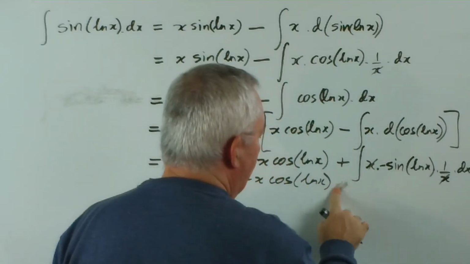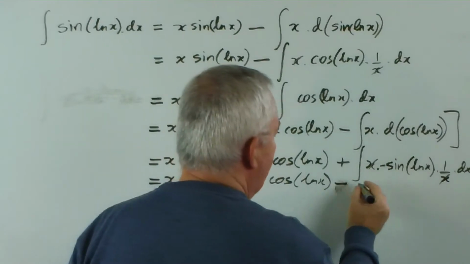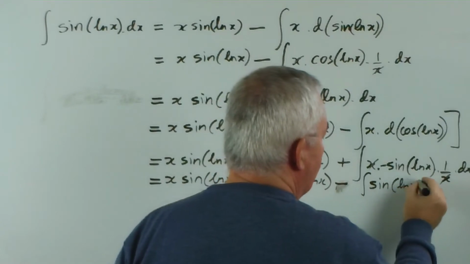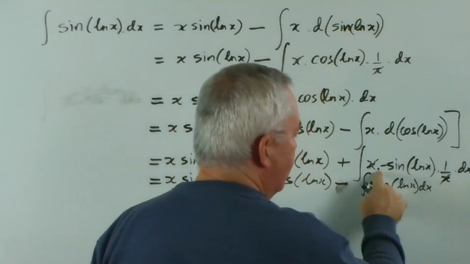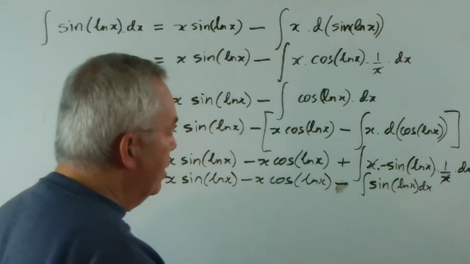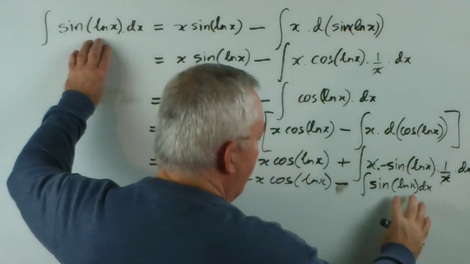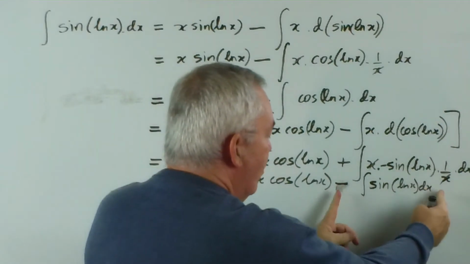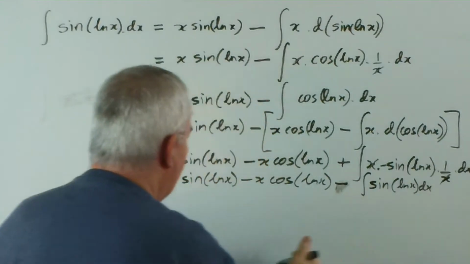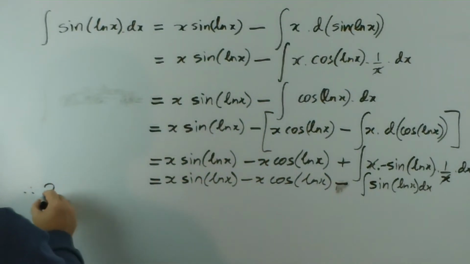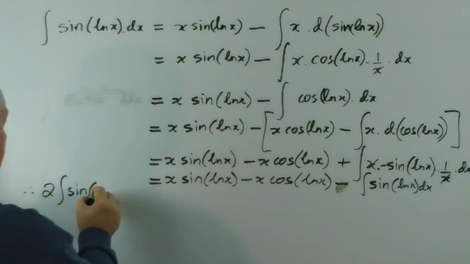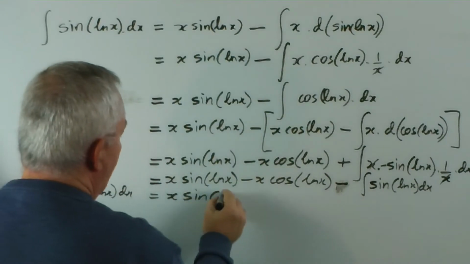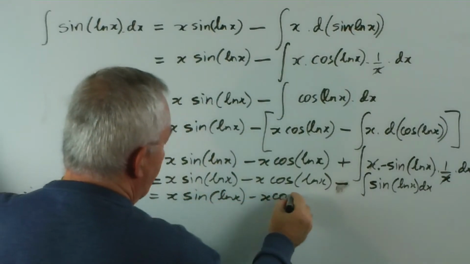Sorry. I could see it, but I wasn't even thinking. Minus the integral of sine log x dx, because these x's have disappeared and we bring the minus sign out the front. Notice that this integral and that integral are identical, and since this is negative, if I add this to both sides, I get, therefore, two lots of the integral of sine log x dx is going to be x sine log x minus x cos log x.